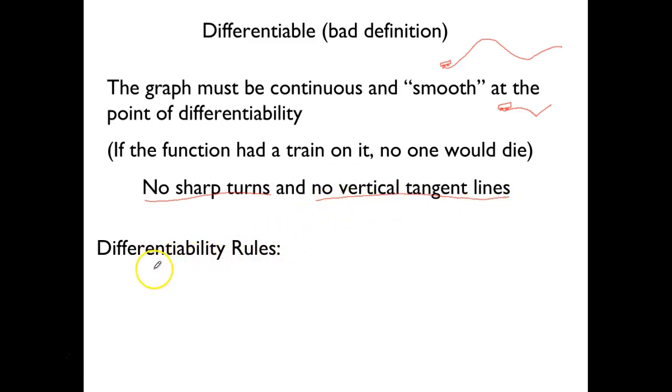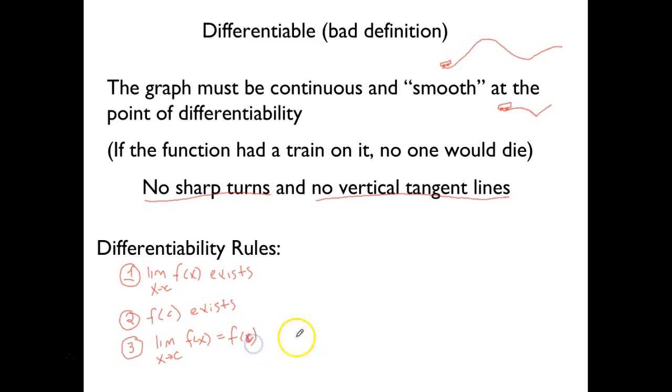Differentiability rules. First thing is it must be continuous. So you have to have those 3 rules we just spoke about. The limit as x approaches c of the function exists. Number 2, f of c exists. And the third one, the limit as x approaches c of our function equals the point. So this means it's continuous. This is the continuous part. Now you have to check to see if it's continuous, then you can check if it's differentiable. Here's the differentiable part.